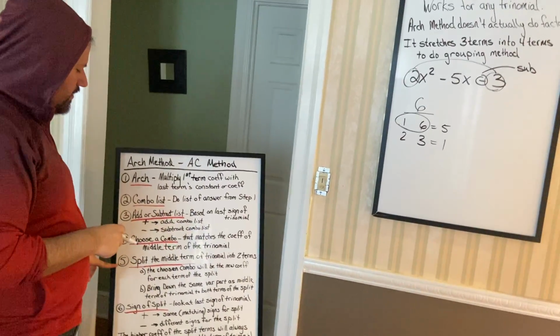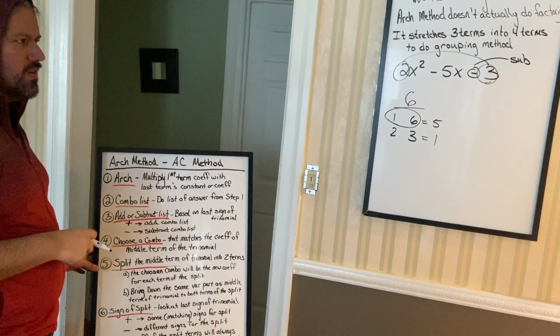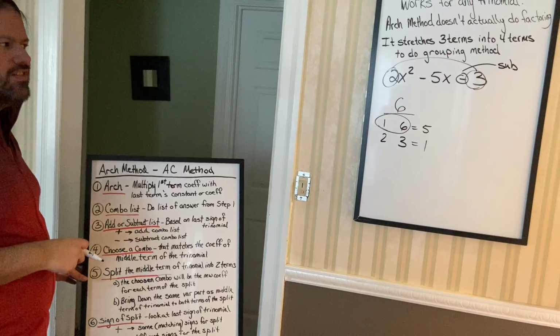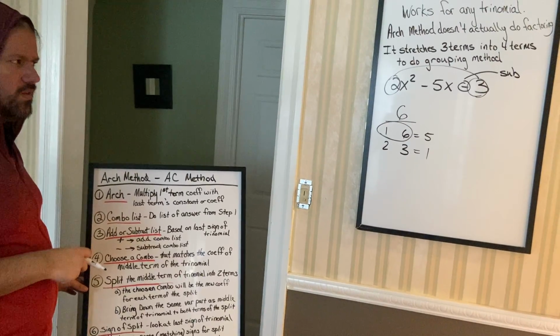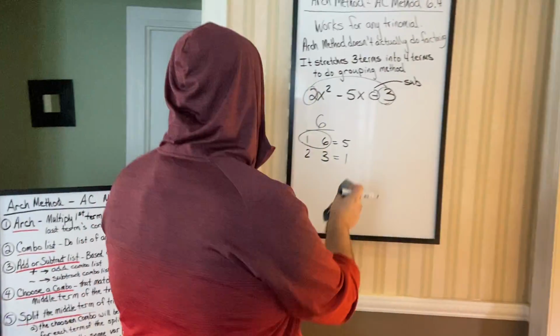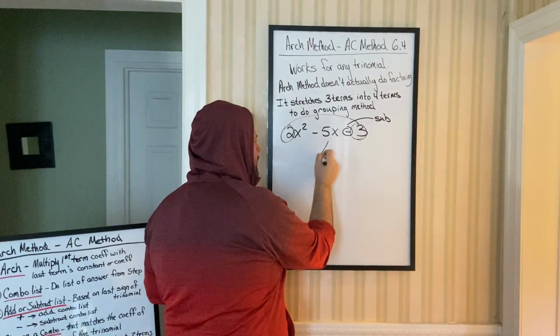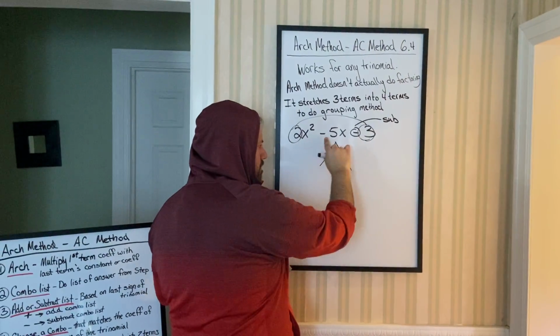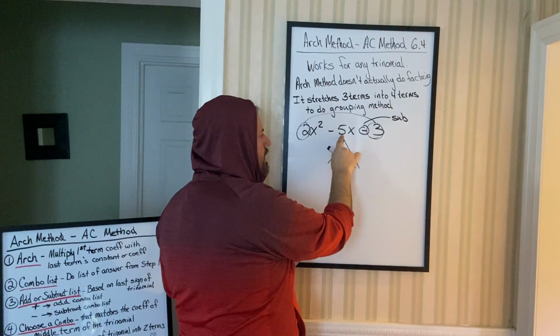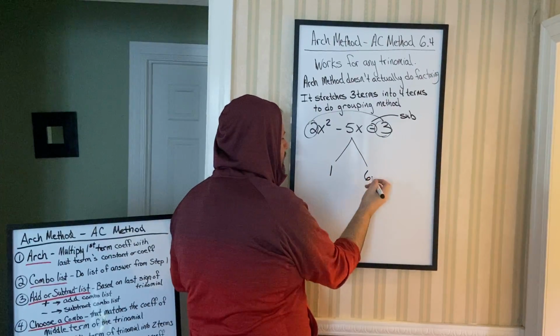What are you doing next for step 5? You're going to take the middle term of the trinomial and you're going to split it into 2 terms. So let me erase to make a little space. You're going to take this -5x and split. See how I do like a little split? I'm going to take this and make it 1 and 6.